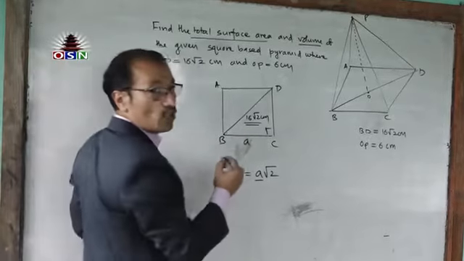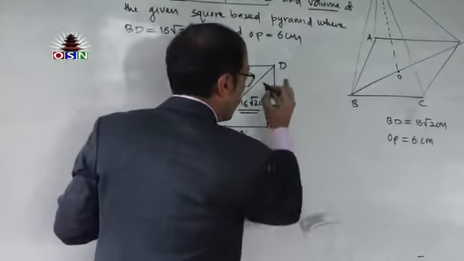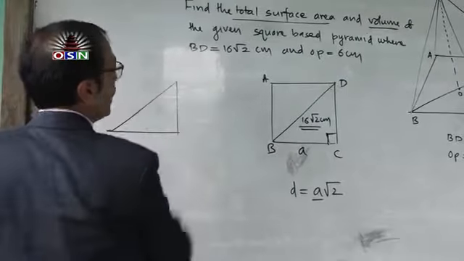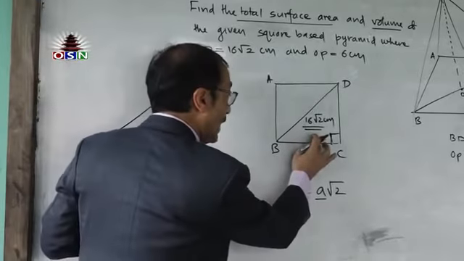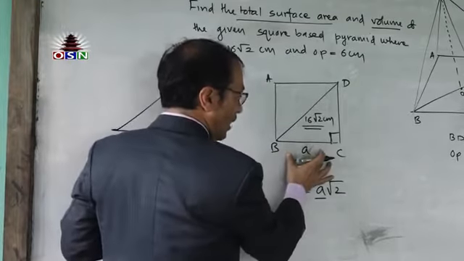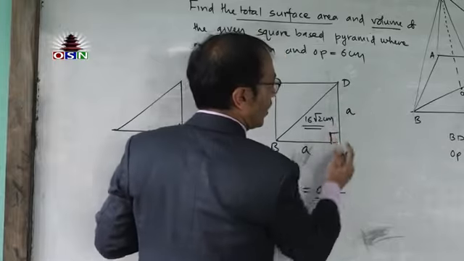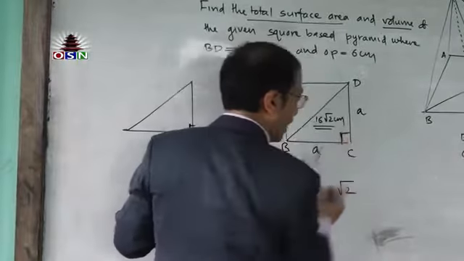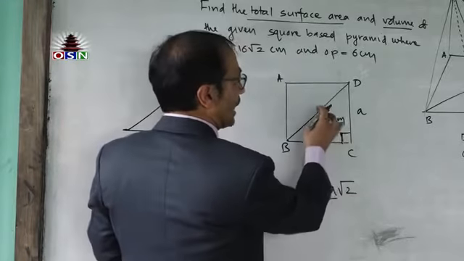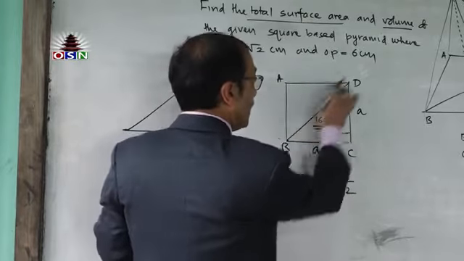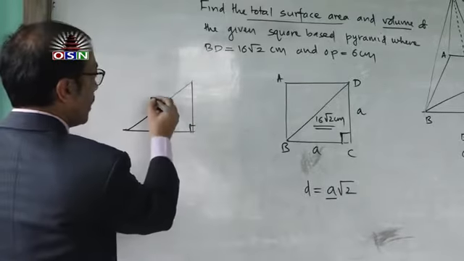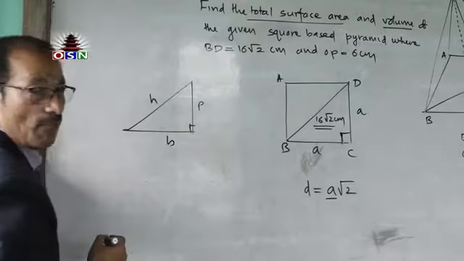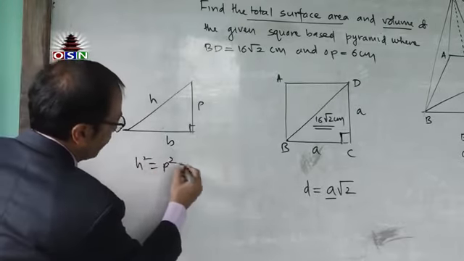The Pythagoras theorem is used in a right angled triangle. This is a right angled triangle. This is A centimeter, and this is also A centimeter. A represents the sides. If this is 90 degrees, then this is the hypotenuse. So BD is the hypotenuse, H, and this is P, this is the base. When we use the Pythagoras theorem, H square equals P square plus B square.